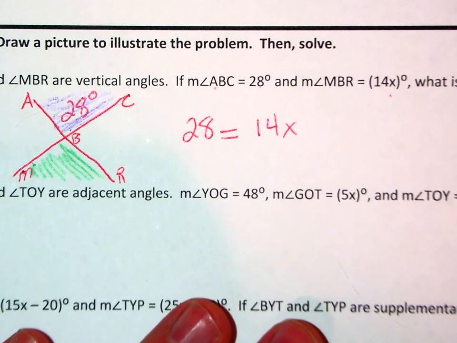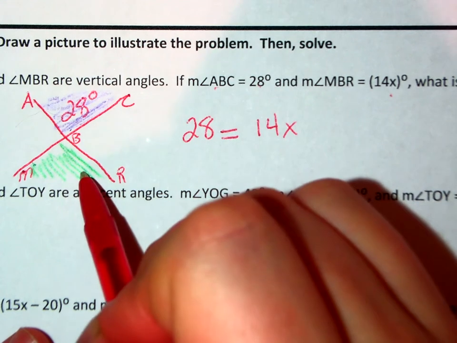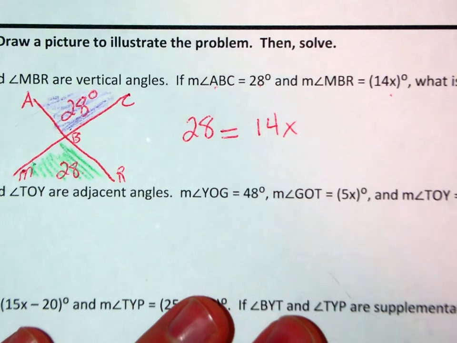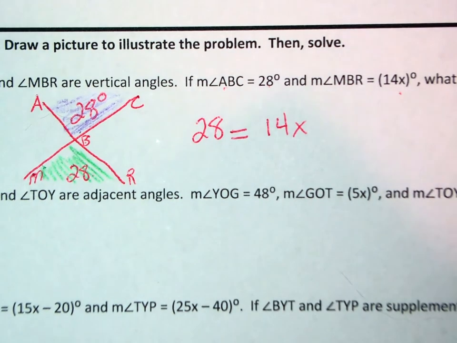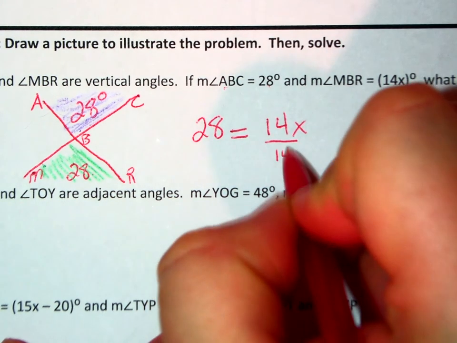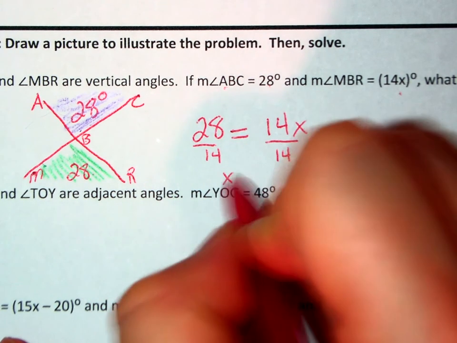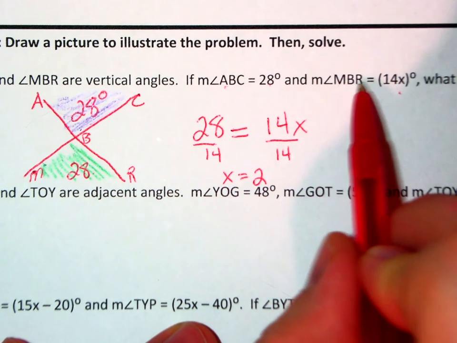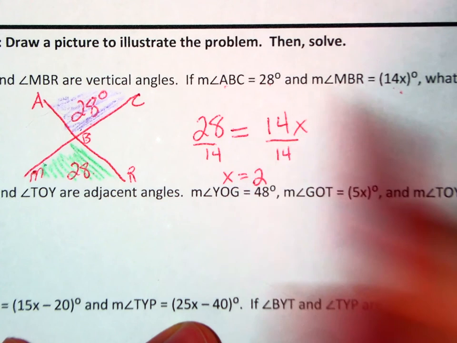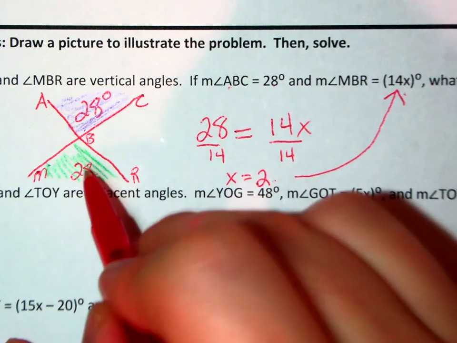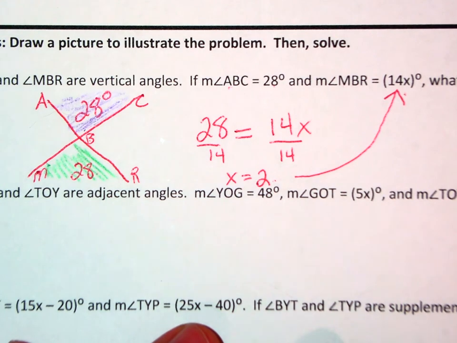What is the value of MBR? Well, I really don't even need x to find the value of MBR because I know it's a vertical angle. It's going to be 28 degrees. But since some of the other problems work in this same fashion and force us to find the value of x, we're going to go ahead and do it. So divided by 14, x is equal to 2. So since the measure of angle MBR is 14x and we know that x is 2, we plug that 2 into the x. 14 times 2 is 28, and we know MBR is 28 degrees.